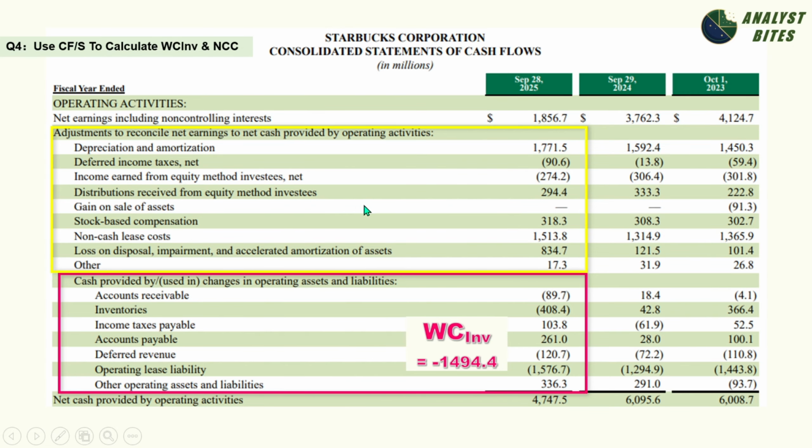To sum it up, NCC is simply the collection of all items that reduce or add to your profit without touching your actual cash balance. Add them all together, and Starbucks' total NCC for the year is 4,385.2. When calculating FCF, you just confidently add this entire amount right back.